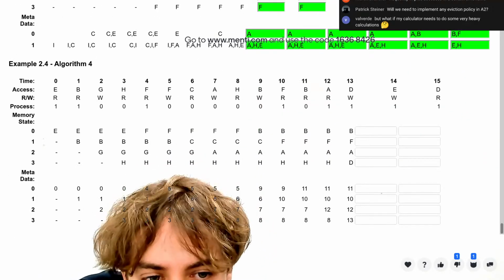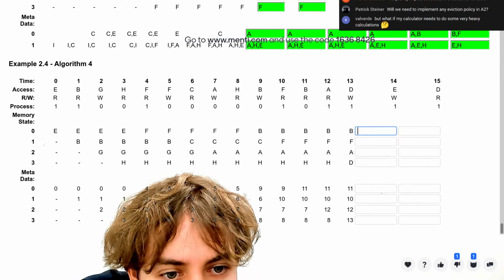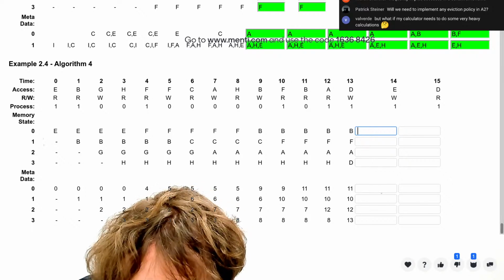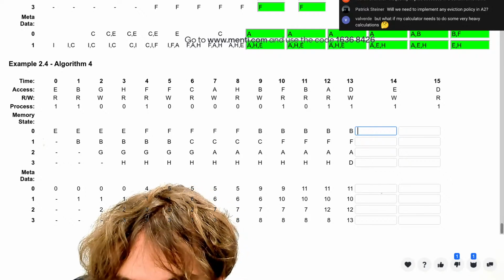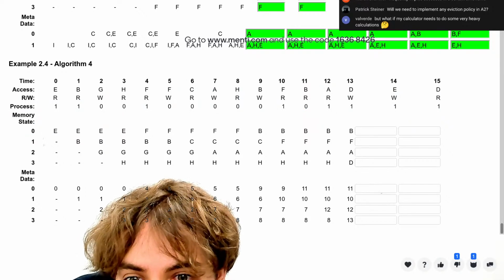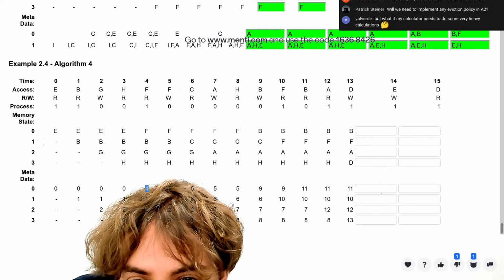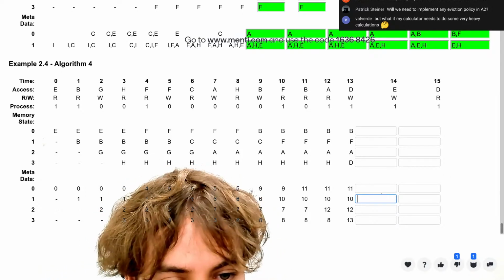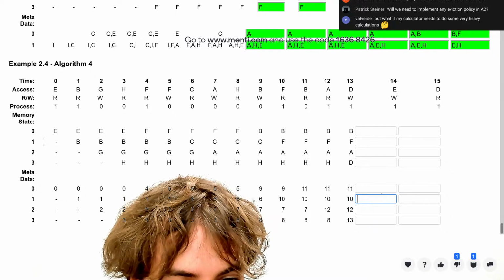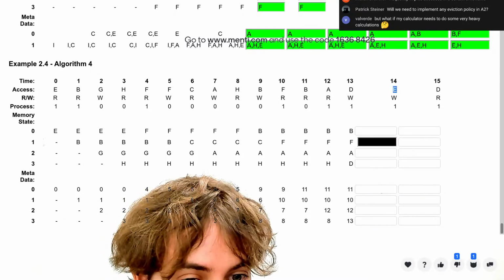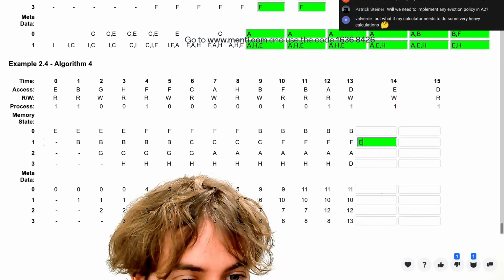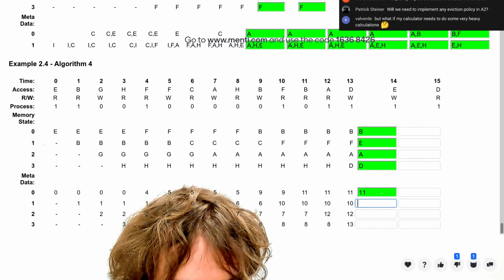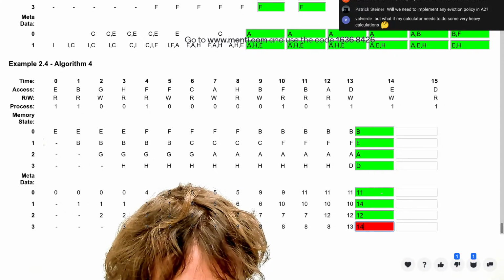Okay, and then in the last algorithm we have an access to E. And what do we have here? This is Pseudo-LRU. This stores when it was last accessed. Okay, then we replace the one that was least recently used. So this one is replaced. So it's actually a replacement because E is not in the memory already. E is placed here, B, A, D, and this is 11, 14, 12, and 13.